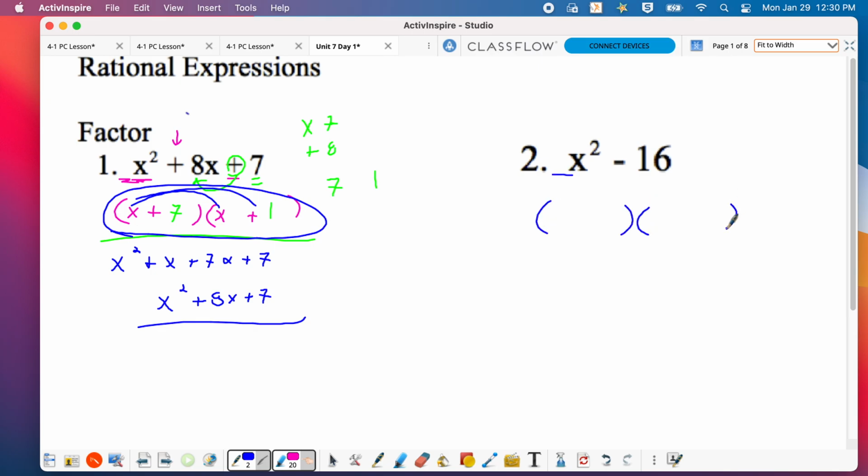Two parentheses. This is a different one, but we're still going to go through the same process. My last term is negative, so it's going to be a plus and a minus. I'm going to break down x squared into x and x. I don't have a middle term, so I need two numbers that multiply to give me 16, and because my signs are different, subtract to give me 0, because I don't have that middle term. The only two numbers that multiply to give me 16 and subtract to give me 0 are 4 and 4. And I get x plus 4, x minus 4. This is my difference of squares. Two perfect squares separated by a minus sign will always work out like this.